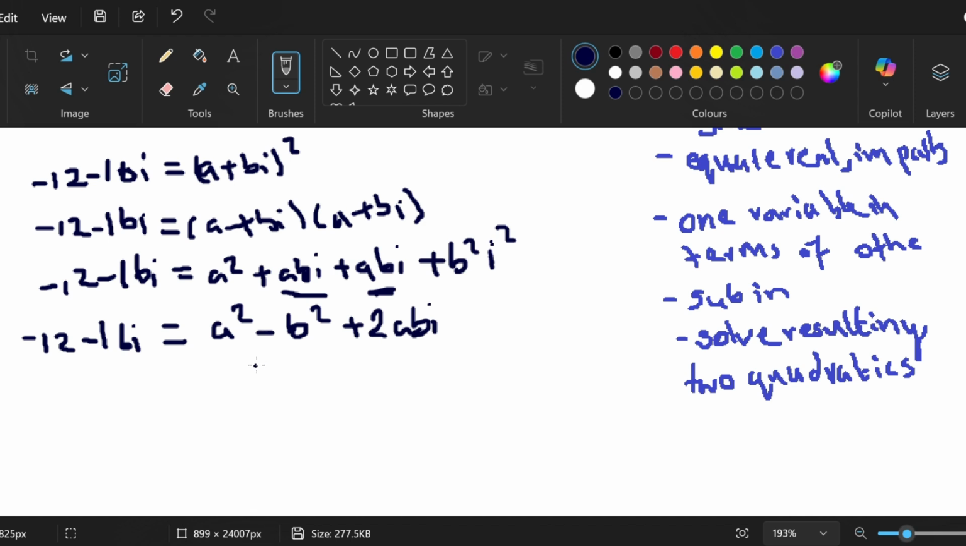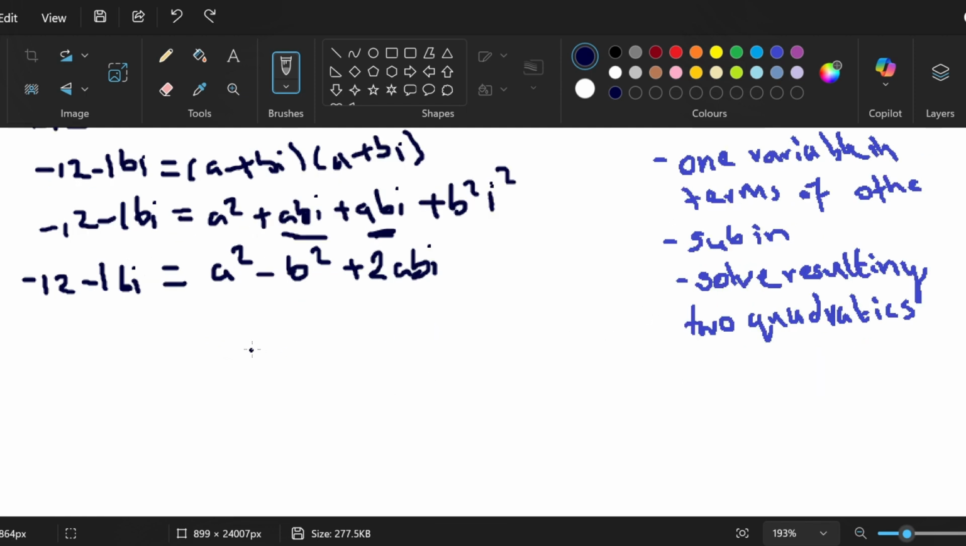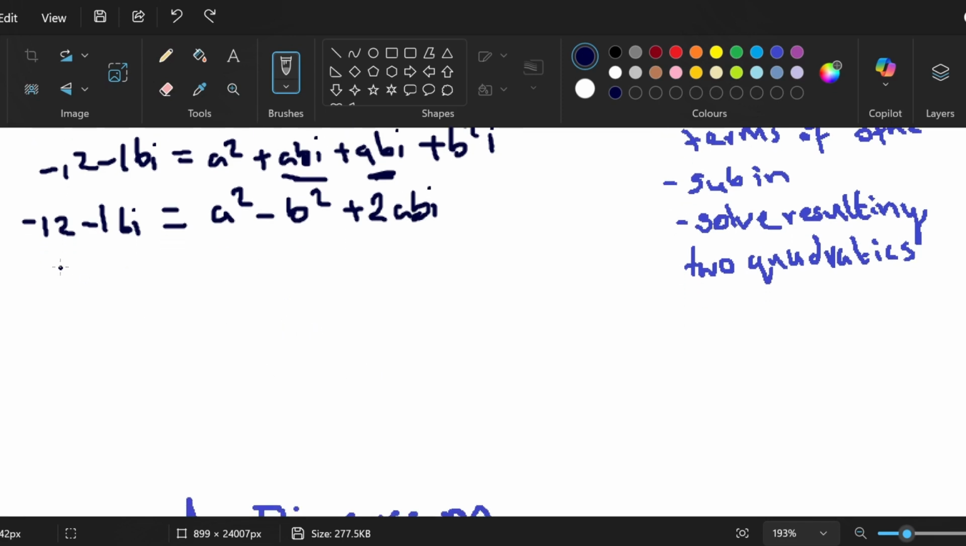And now I have this equality in a form that I can see that these real parts are here, and these real parts are here, and they're equal, and that these coefficients of i and these coefficients of i are also equal. How I find a and b from here is just like in the last example. I'm going to equate these real parts and these imaginary parts. So I'm going to get 2 different equations. Minus 12 is equal to a squared minus b squared, and minus 16 is equal to 2ab.